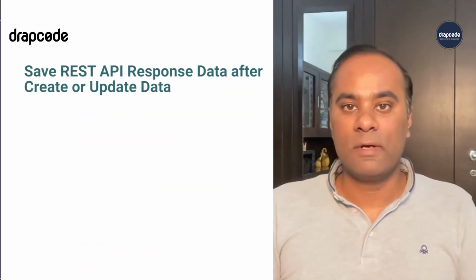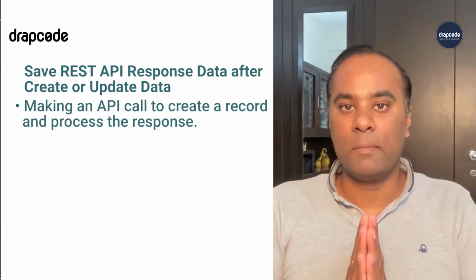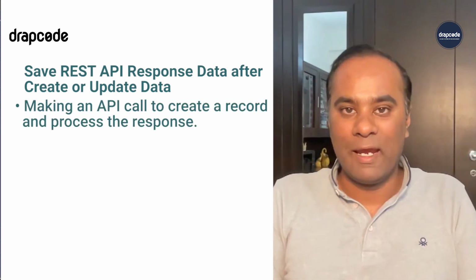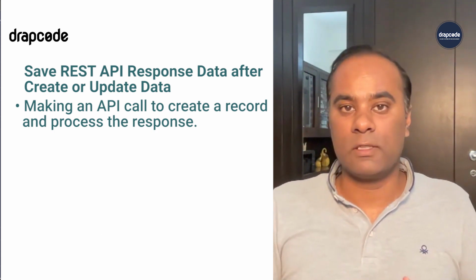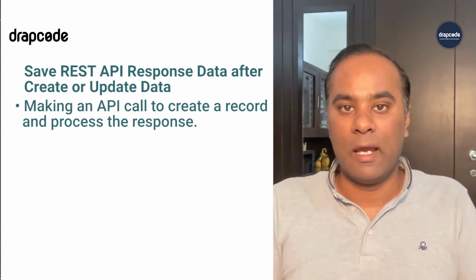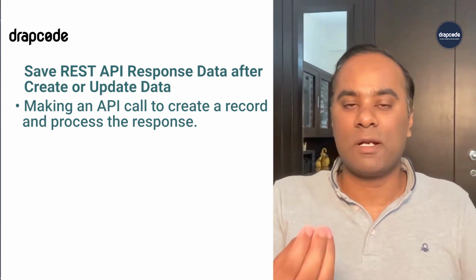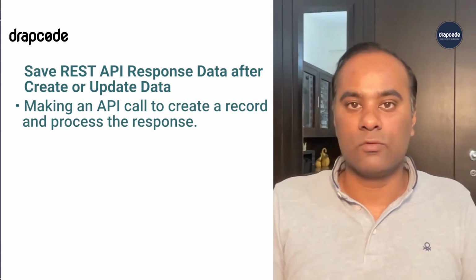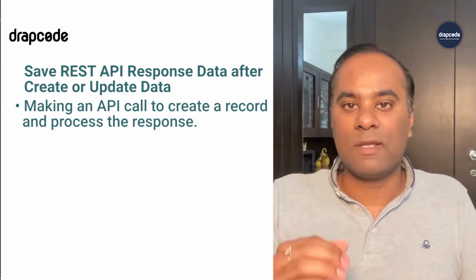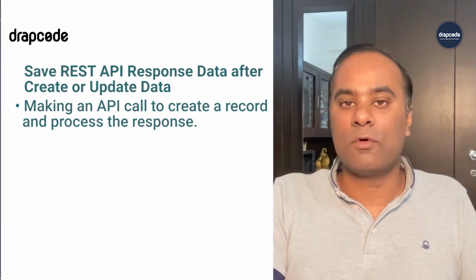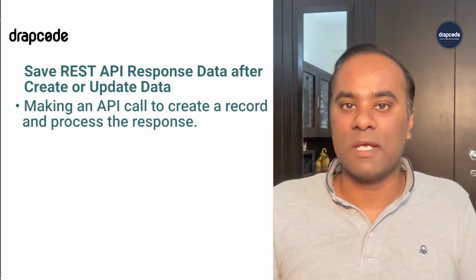So in this video we will understand how to make an API call to create some record and then process the response. Let's say there are scenarios where you are creating a task in Asana, and in response you want to capture the task ID back in the collection. So we have a collection where we are pushing some data to Asana or Slack. Whatever response Asana or Slack is returning, we want to save that response back into the same collection.